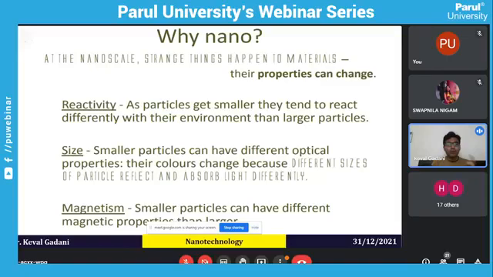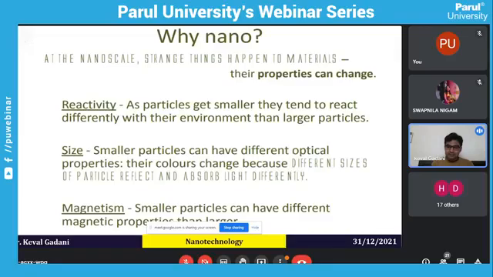So as a result, we can conclude that different sizes of particles react to and absorb light differently, because it's a matter of size. And last but not least, magnetism: smaller particles can have different magnetic properties than larger ones. So it is a comparison between bulk and nano.